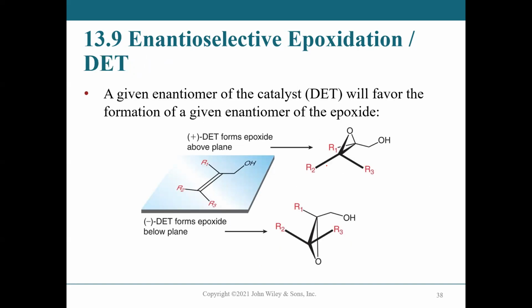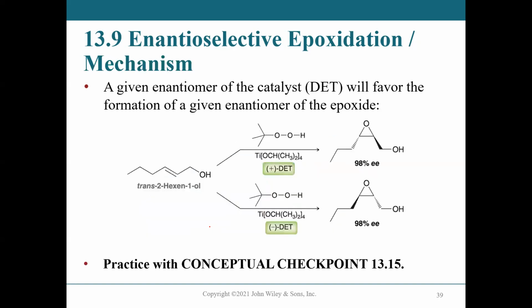A given enantiomer of the catalyst DET will favor the formation of a given enantiomer of the epoxide. So if we pick the positive one, we're going to form the epoxide above the plane. If we pick the negative one, we're going to form the epoxide below the plane. So it's enantioselective, and it's pretty good because it gives us a 98% yield for that process. And it shows right here.